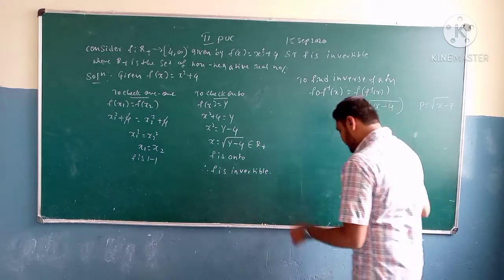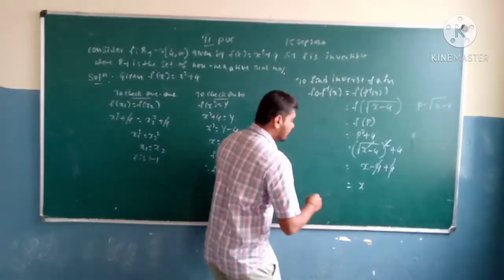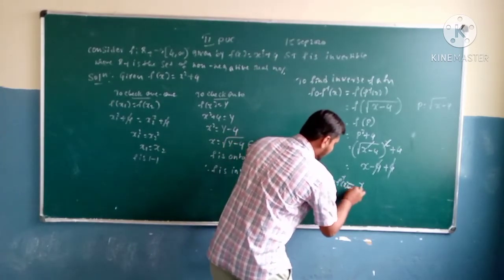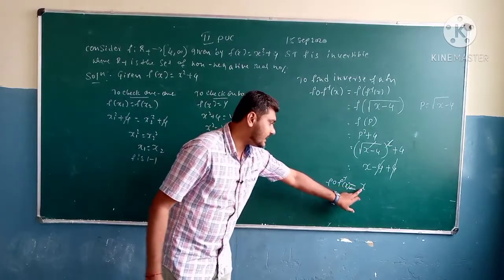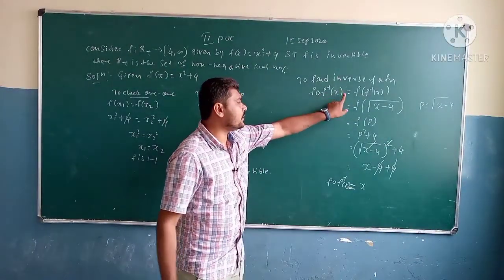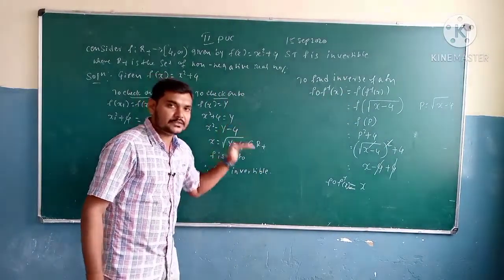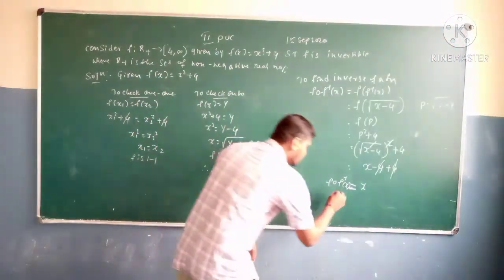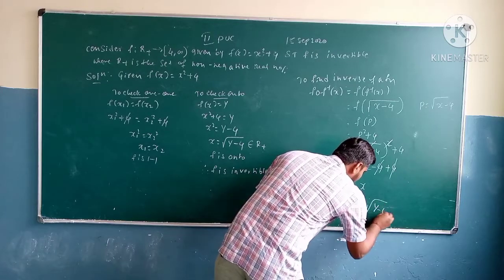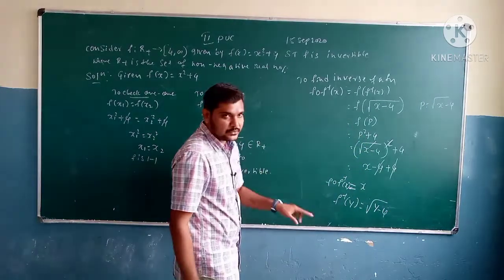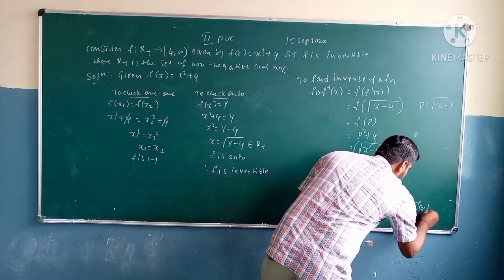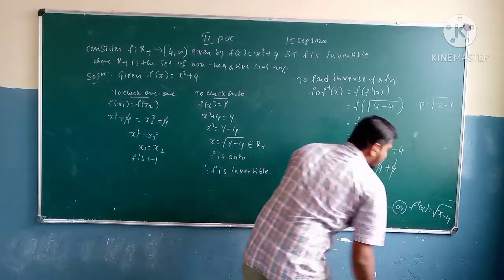So now observe further. In the previous problem, according to our definition, in the composition of functions I get x, that is identity x or identity y. So clearly we can say that the function we have taken is going to be the inverse function. So the inverse function is f inverse of y is nothing but root of y minus 4. Or we can also write that f inverse of x is nothing but root of x minus 4.